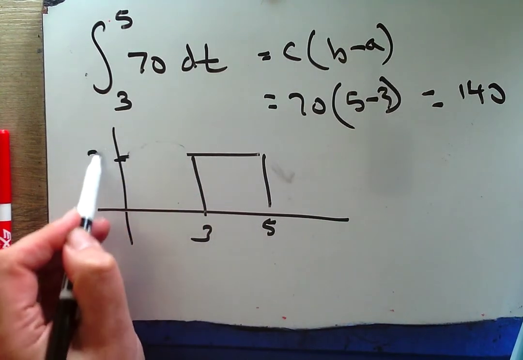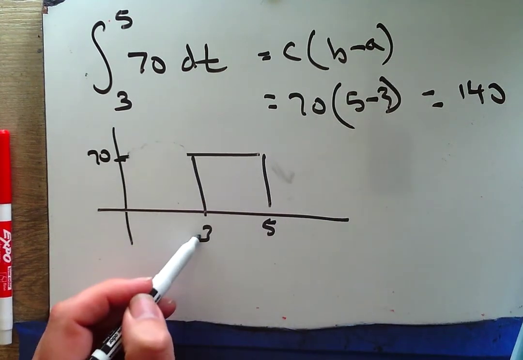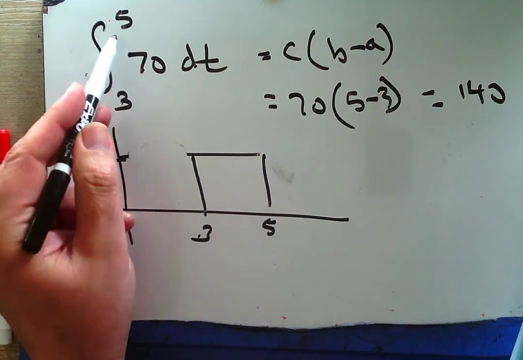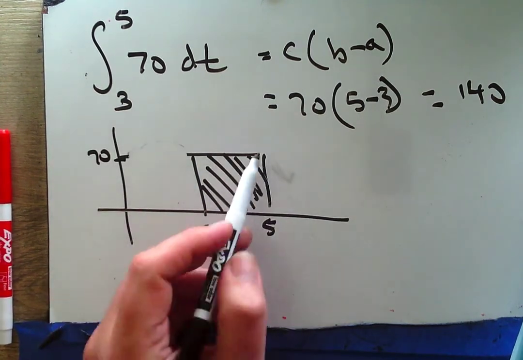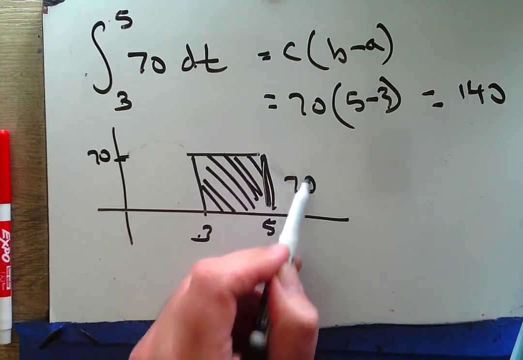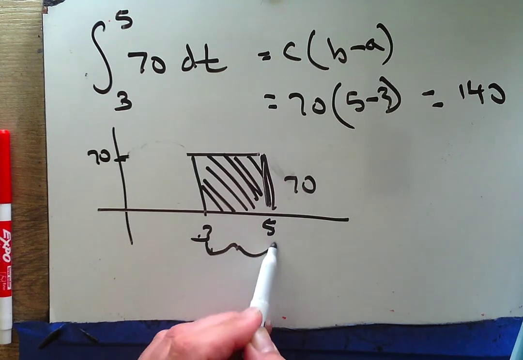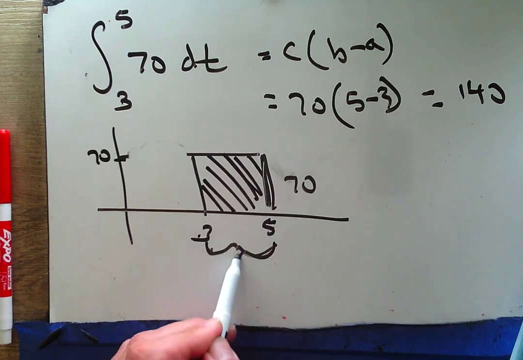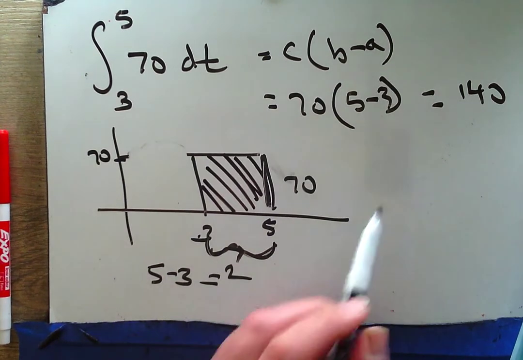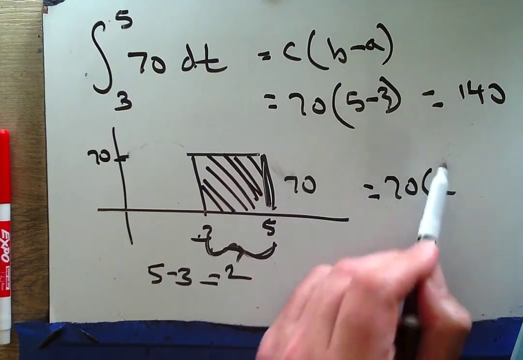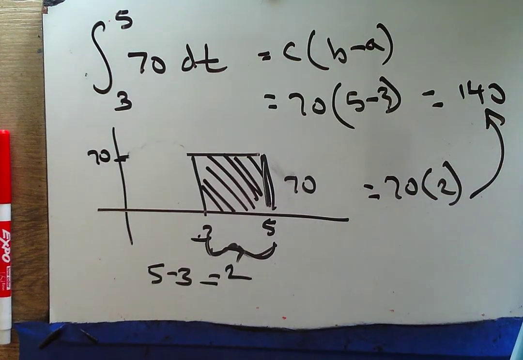Here's 70, and there's 3, the lower boundary, 5, the upper boundary, and we're looking for the value of the integral. This is 70, and this is 2, 5 minus 3. So 70 times 2, same 140. Nice.